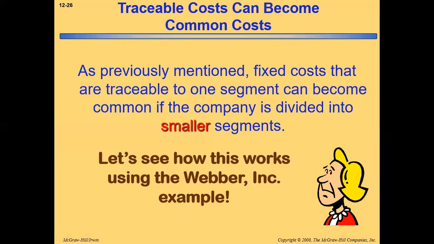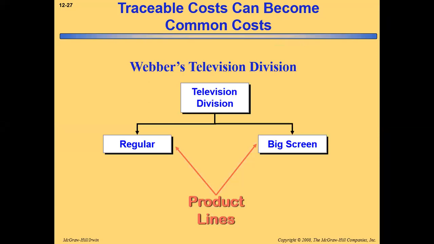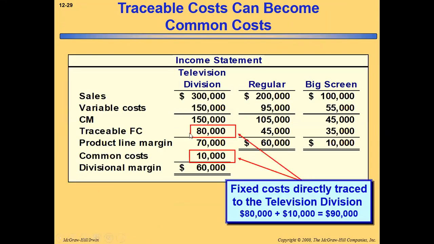traceable fixed cost is how much? Traceable fixed cost is 90,000. Okay, now this 90,000 is common to smaller segments. Like in television there are some other subdivisions also, for example they have a subdivision of regular screen and big screen. So of this 90,000 you see, 80,000 is traceable to regular and big screen, but 10,000 is common.